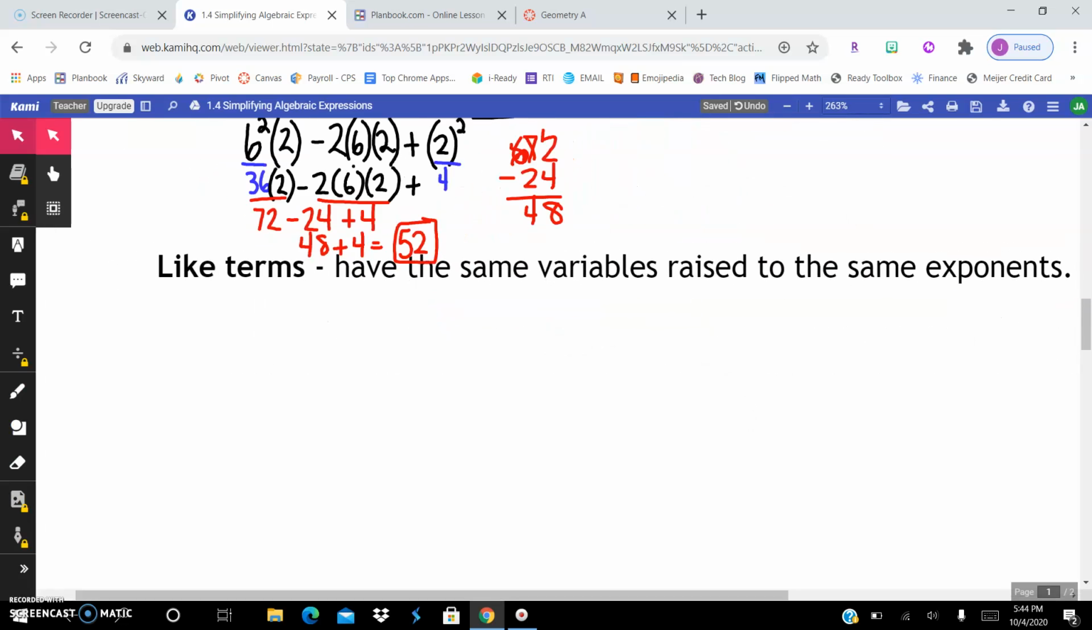Another vocab word to look at is like terms. And like terms have the same variables raised to the same exponents. So if you had me back in middle school, we had talked about these and we called them friends. We had to put all the friends together that were the exact same.